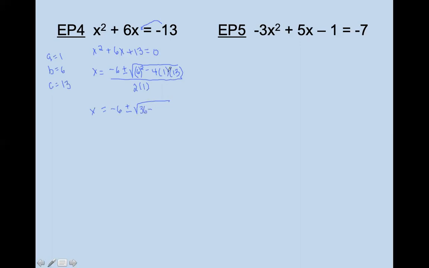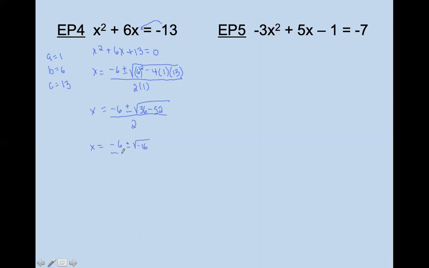This time I have minus, well, let's see, 4 times 1 is 4. 4 times 13, 52 looks like. All right, divide by 2. Hopefully you can see something that's going on here that we had in our lesson 9.3, right? What is 36 minus 52? Should be -16, right?